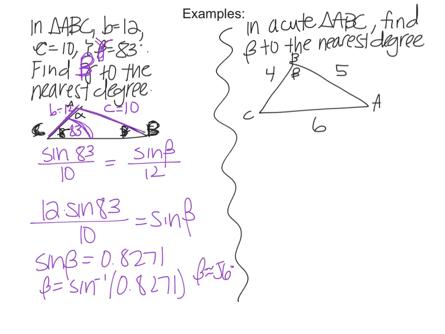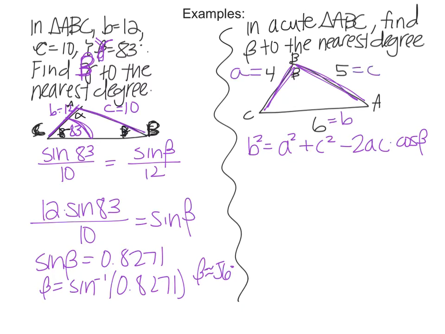Now over here on the other side, we know that we have acute triangle ABC, find b to the nearest degree. So I know I have a side length here, a side length here, and I need to find that angle. And so we know that I have three side lengths that I know, and so I can use the law of cosines. So we know that b squared is equal to a squared plus c squared minus 2ac times the cosine of beta.